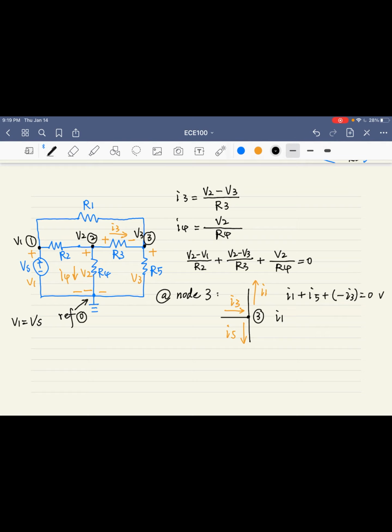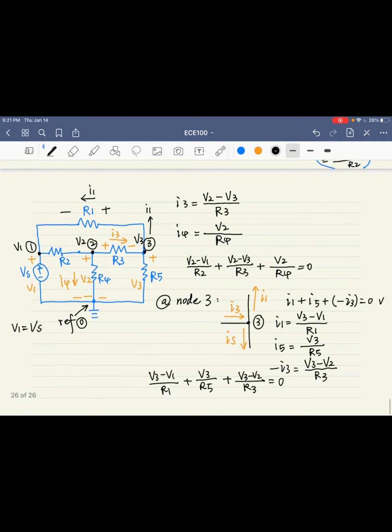And I1 equals the voltage at the higher end minus the voltage at the lower end divided by R1. I5 is basically V3 over R5. And minus I3 is basically V3 minus V2 over R3. And then we can get the equation, which is just substituting. Right?